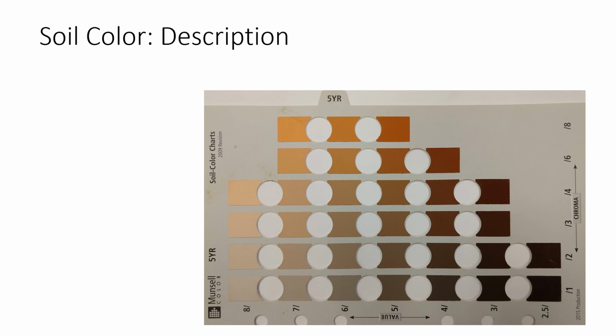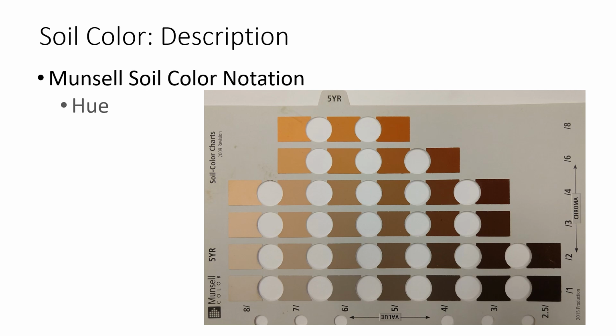So if a soil scientist wants to communicate a color, she needs a standard in order to communicate that to anybody else on the planet that has access to this same system. The system that we use is the Munsell soil color notation. It has three components: hue, value, and chroma. And you see pages like this within the booklet.